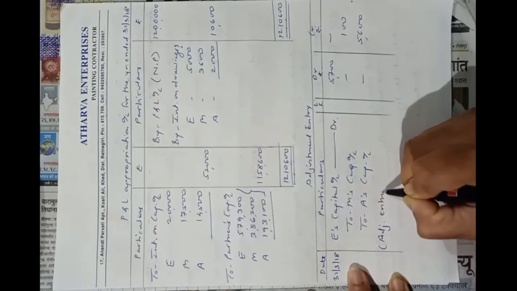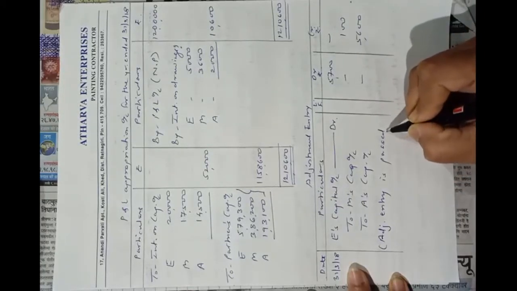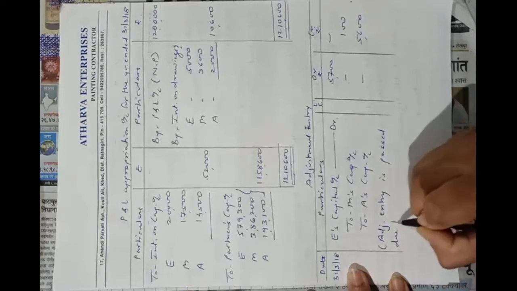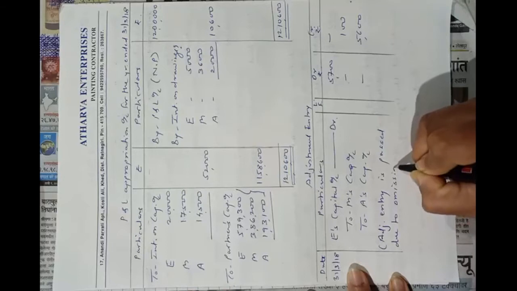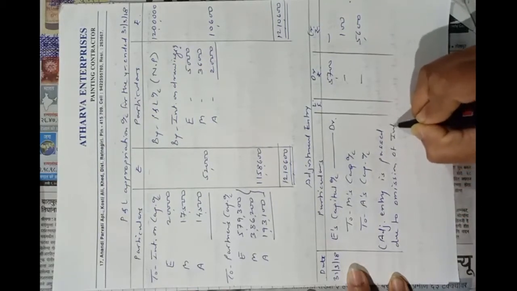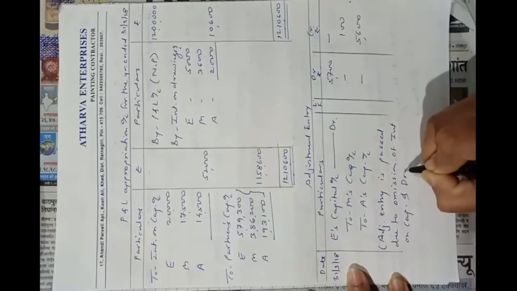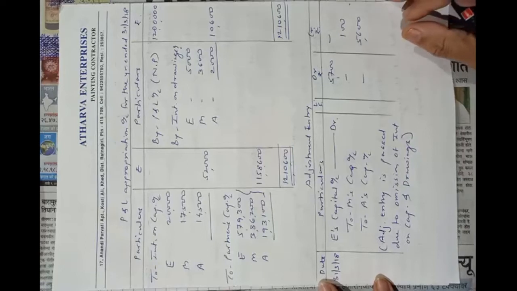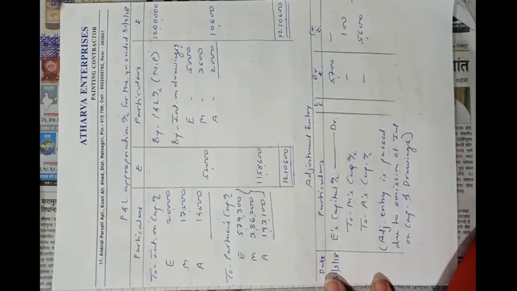Adjustment entry or rectification entry is passed for, means due to, omission of interest on capital and drawings. Okay, in this way you have to write the narration. Solve this problem in your notebook now.